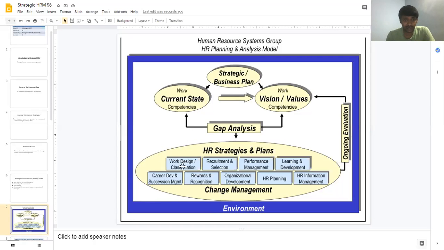You can see the first ones: work design or classification, recruitment and selection, performance management, learning and development, HR information management, HR planning, organizational development, rewards and recognition, career development and succession management. Every human resource manager in an organization plays a vital role in the accomplishment of all these tasks, starting from work design, how the work will be designed in a proper manner. All these are the basis of HR strategies and planning. So next comes recruitment and selection.